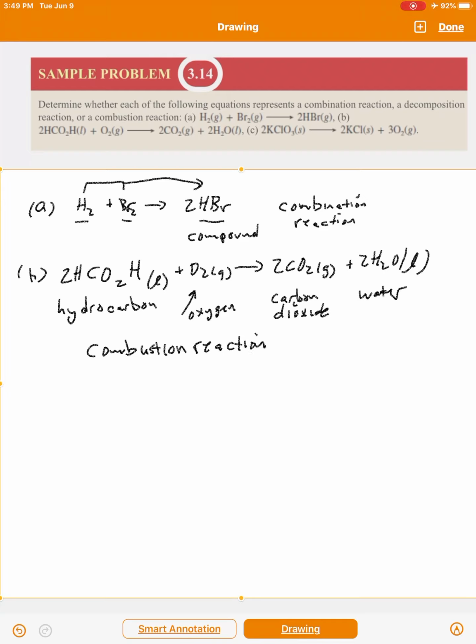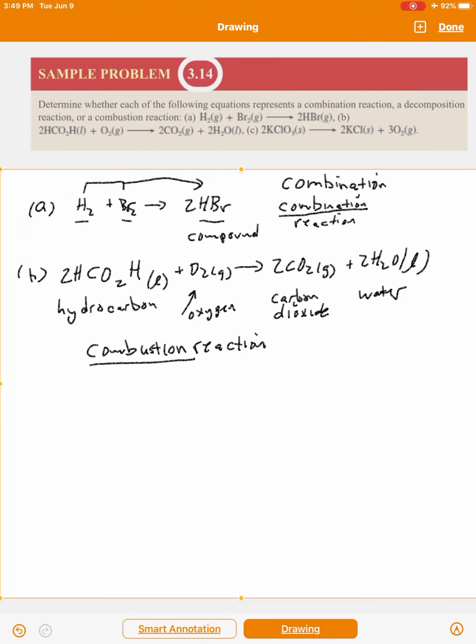Okay, just be careful. Combination is not the same as combustion. They sound the same, right? Combustion, combination, they're very close. So let me write this a little bit bigger. Combination. Whereas this is combustion. Combustion is burns. It's a burning.